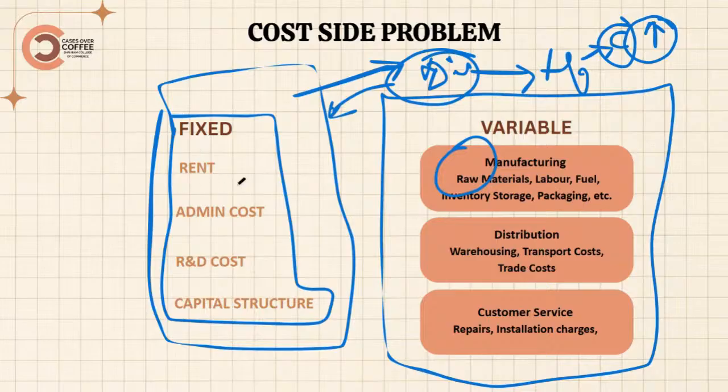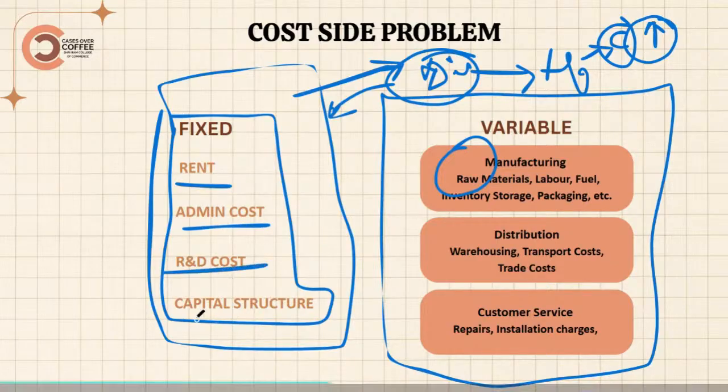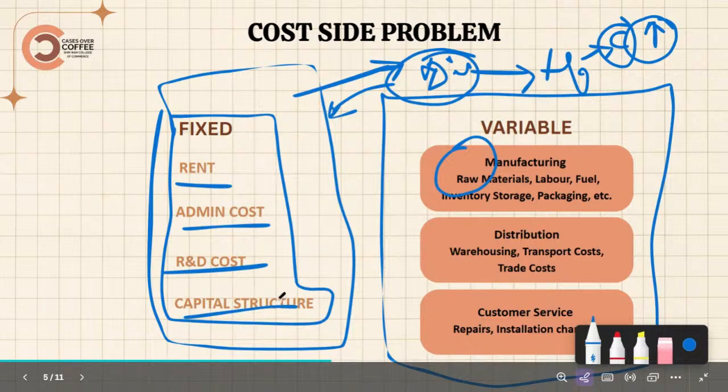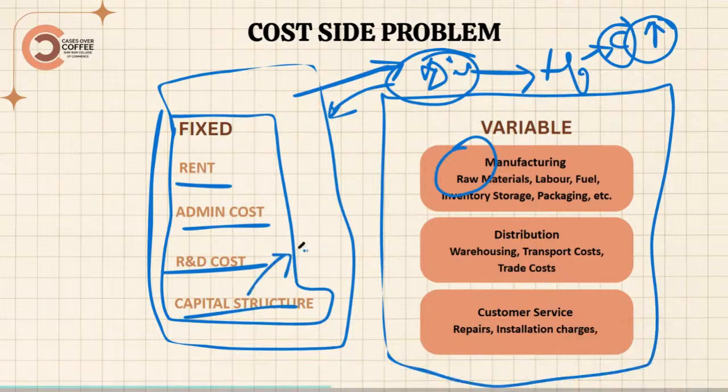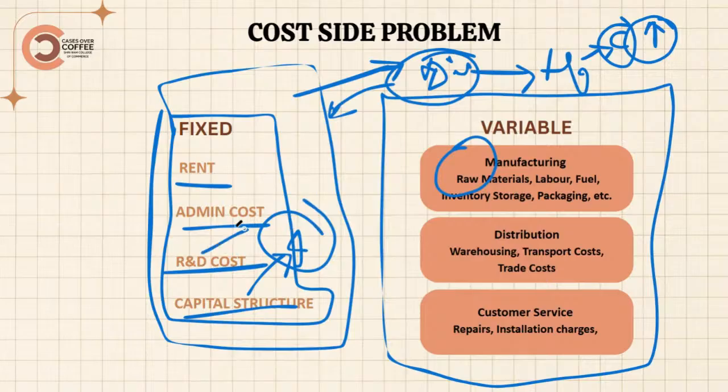Now, in fixed cost, we have the rent, the admin cost, the research and development, and the capital structure cost. And capital structure cost includes the interest that you pay on the debt you have taken. Then we have the R&D cost. You try to find out whether the problem lies with the fixed cost or with the variable cost. For example, in the Netflix example, the problem lies on the fixed cost because they have tried to expand to new operations.